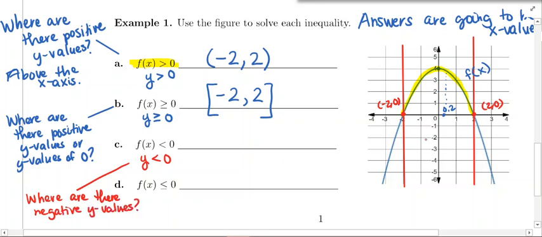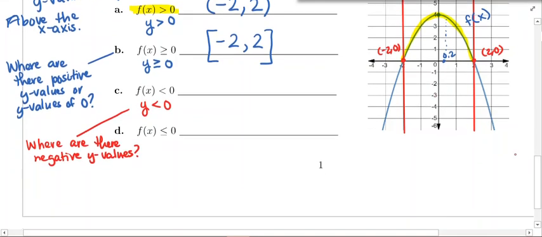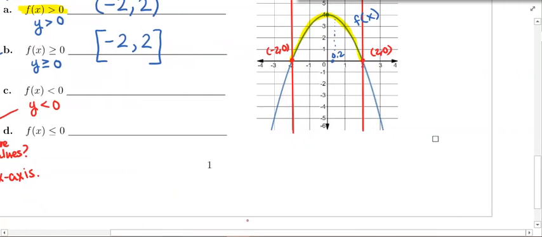Okay, we know from working with any graph, negative y values occur below the x-axis. So what we need to do is look at the portion of the parabola that we're interested in. We're interested in the portion of the parabola that has negative y values, so that means the portion of the parabola that is below the x-axis. So that's going to be this part and this part, the part that I'm highlighting in green.